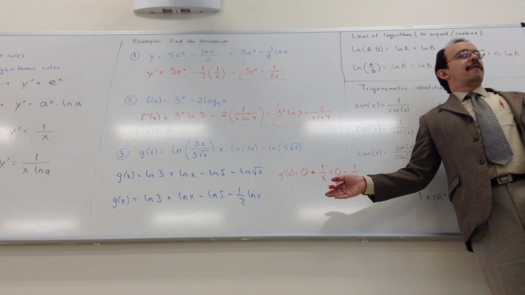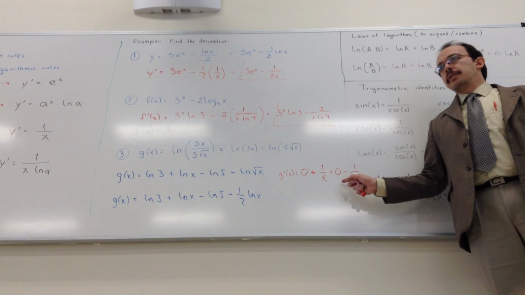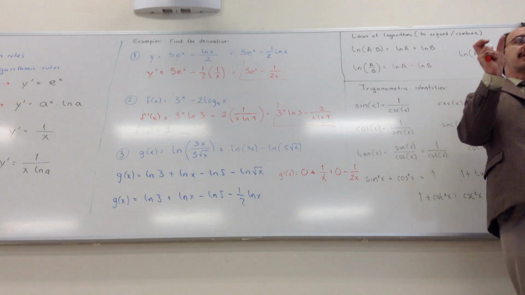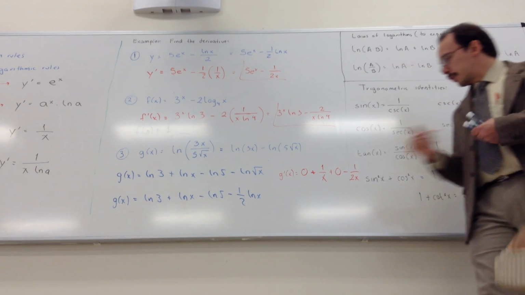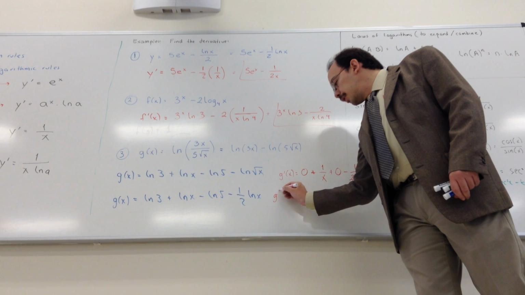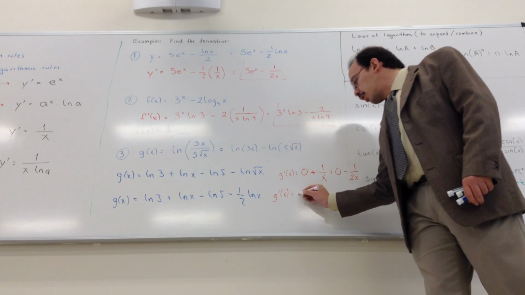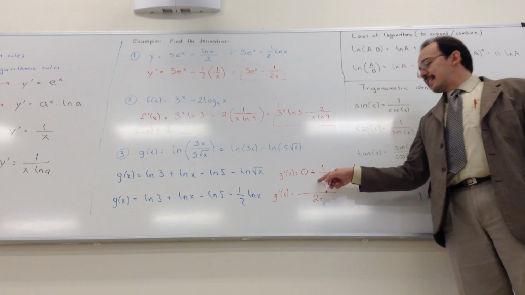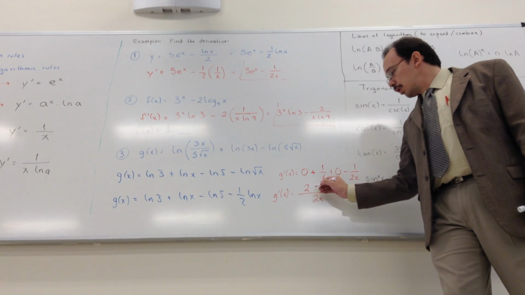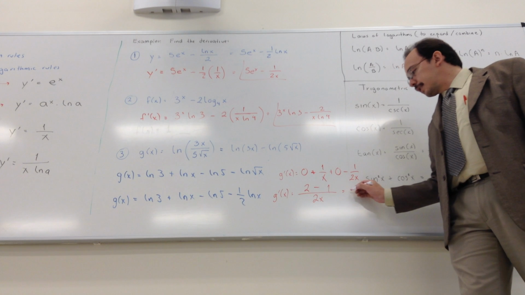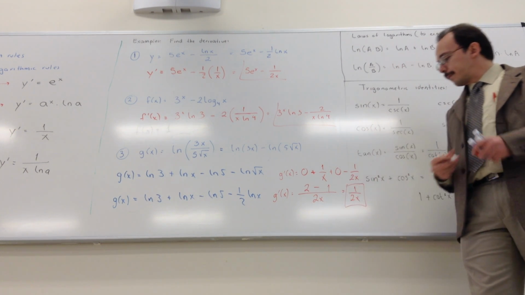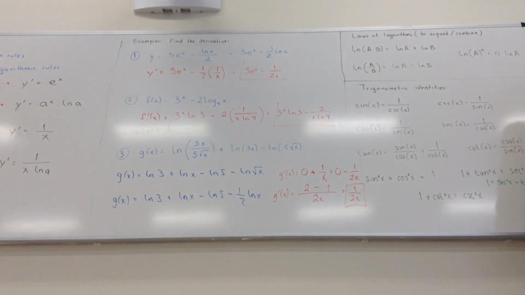Can I simplify a little further? Yeah, the zeros don't matter. And these can be joined together with a common denominator. So g prime of x is going to be, with common denominator 2x, 2x divided by x is 2, times 1 is 2, minus 1. Answer: 1 over 2x, positive. That's the answer.